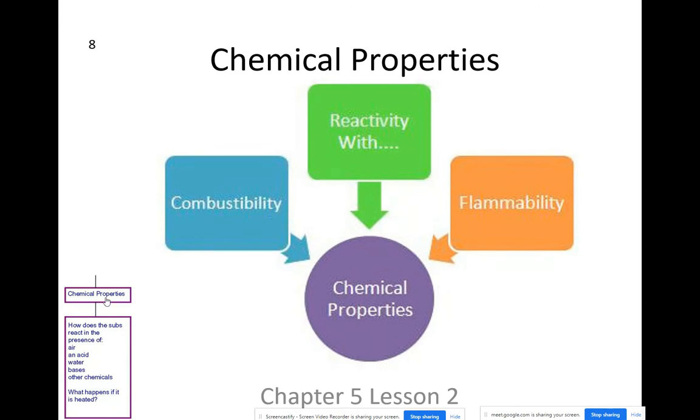Now, chemical properties, if you look down here in the bottom left, how the subs react in the presence of air and acid and water. And when they say subs, they mean substances. All right, so it's how things react when they're introduced to new stuff.